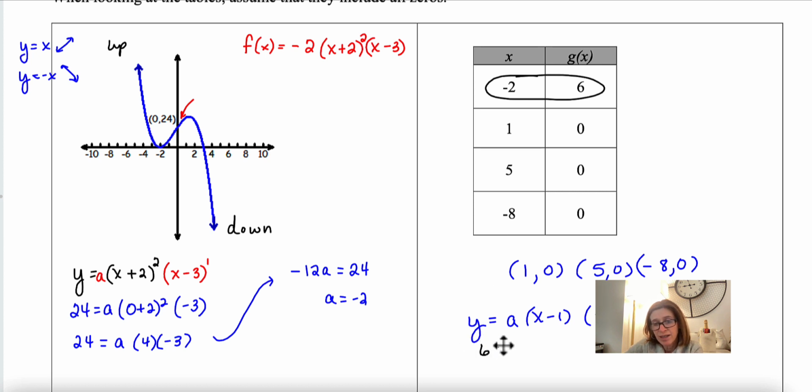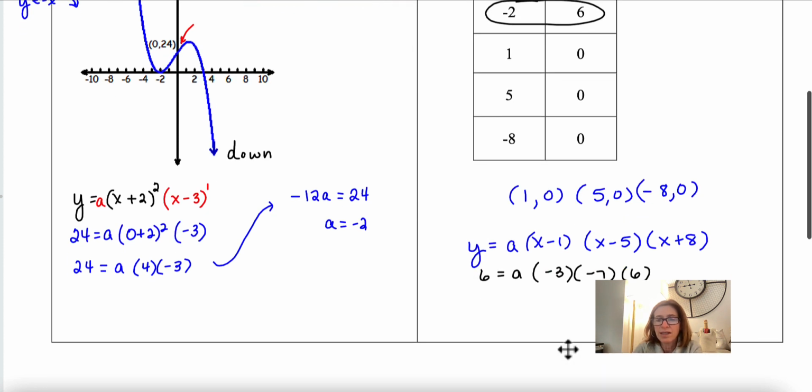Now we have this other point on the graph, (-2, 6). Let's plug that in. 6 equals a times... -2 minus 1 is -3. -2 minus 5 is -7. -2 plus 8 is 6. Ooh, that's yucky, isn't it? That gives me -18 times -7. I'm sorry, I can't multiply today. 18 times 7 is 126. Negative times negative is positive, so that gives me 6 equals a times 126.